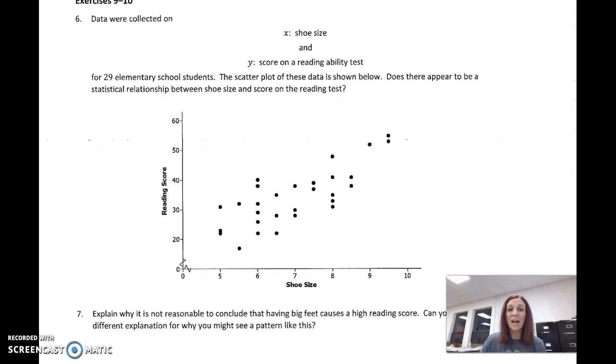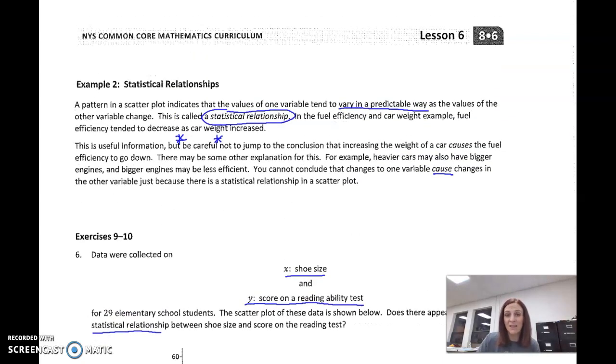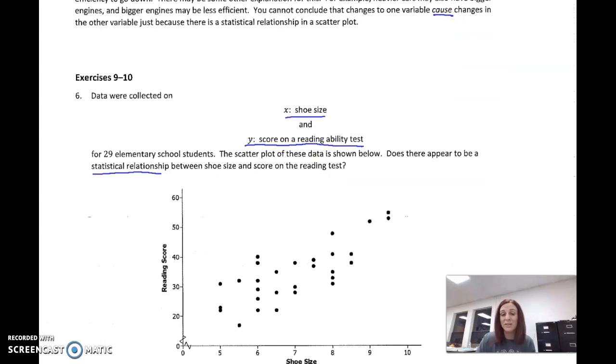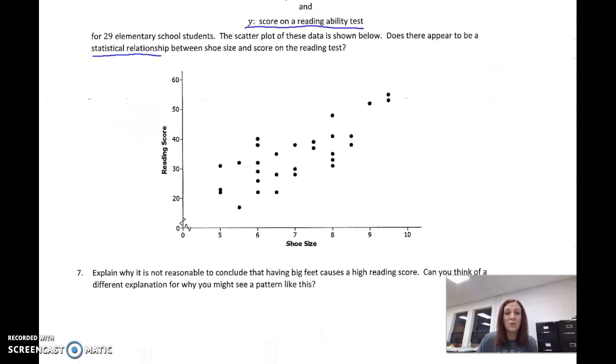Okay, so let's look at another example here. Data was collected on shoe size, our X value, and Y, your score on a reading ability test. Why would we do this? To prove a point. For 29 elementary school students. So the scatter plotted data is shown below. Does there appear to be a statistical relationship? Remember, statistical relationship means that one variable tends to vary in a predictable way. Okay, so as something's increasing, something's decreasing or also increasing, right?